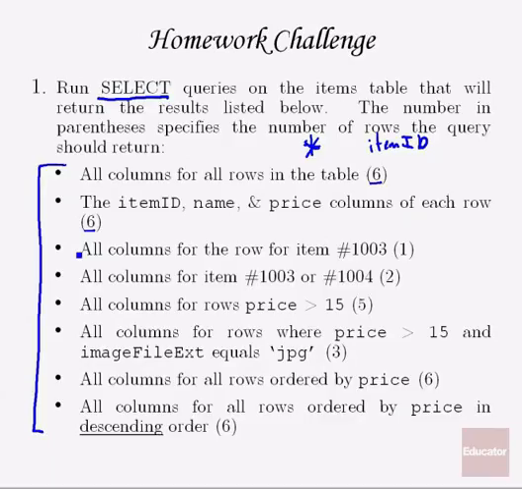Then we're going to do a couple of different things. You're going to get practice using the OR operator: have a where clause with an OR, where item ID equals 1001 or 1004. You're going to use the greater than symbol. We're going to combine some of these, so you'll use the AND condition in a where clause, saying if the price is greater than a certain amount and an image file extension equals a certain value. Remember to include strings in quotations. And then you get practice with the order by clause: we're going to have you order by price in descending order.